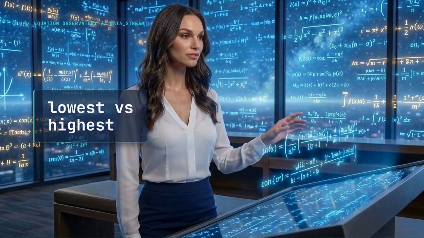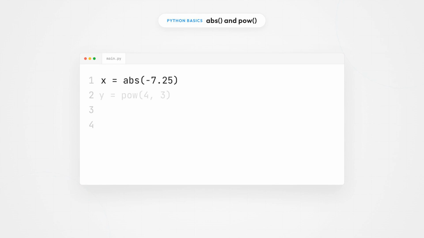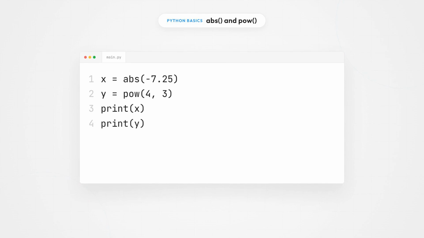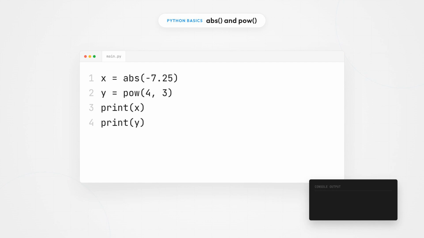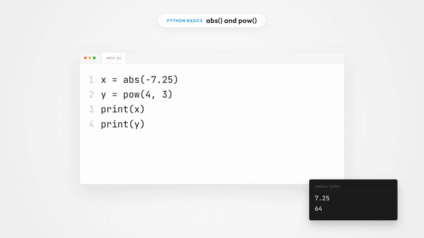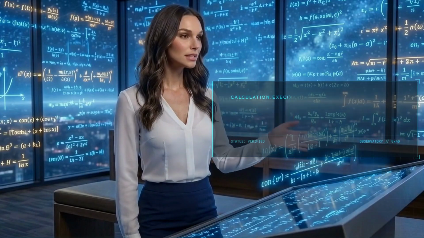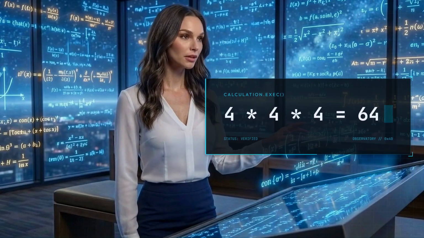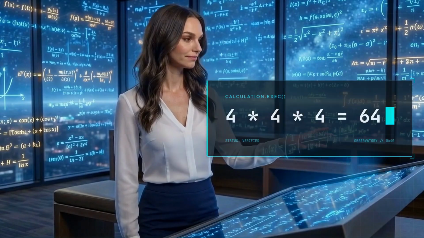Now let's look at the absolute value and powers. The abs function returns the positive distance from 0, so negative 7.25 becomes positive 7.25, and pow allows us to raise a number to a power, like 4 to the power of 3, which equals 64. These built-ins are great, but for more complex operations, we need the math module.